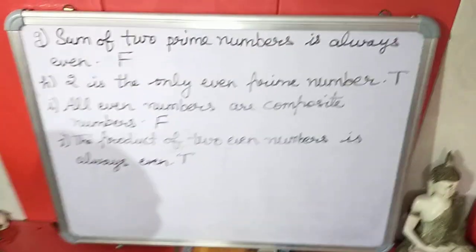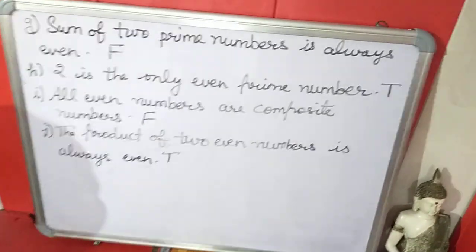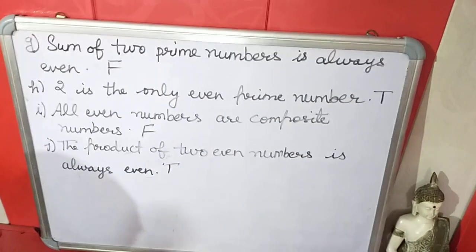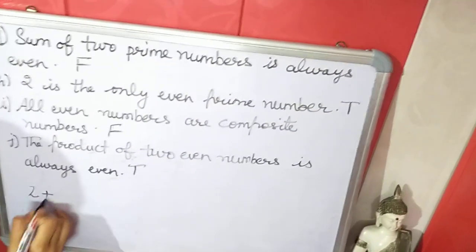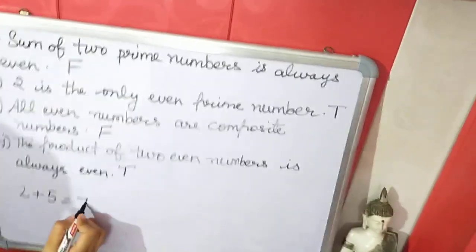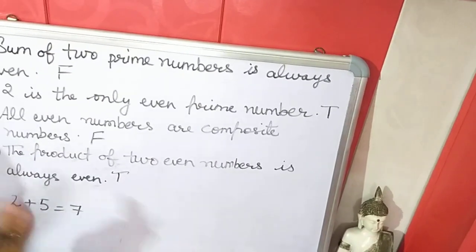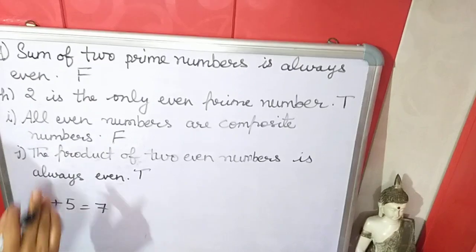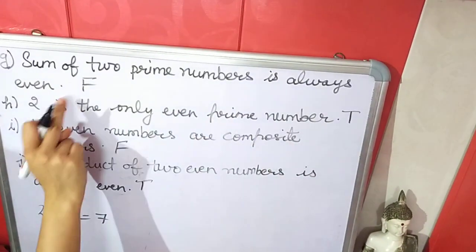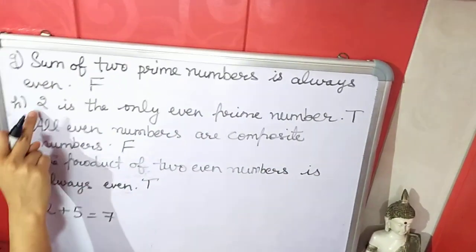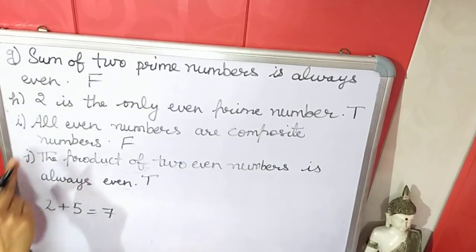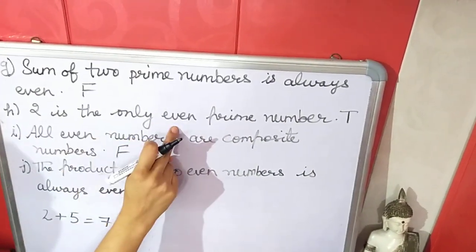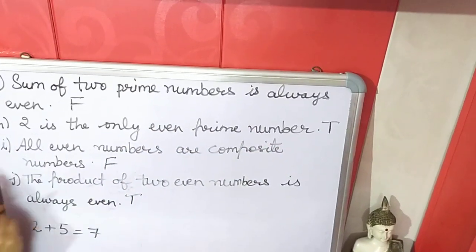Next, D part: the sum of two prime numbers is always even. It is false. If I am taking two prime numbers, 2 plus 5, it is 7. So it can be even or it can be odd. So not always. So it is false. 2 is the only even prime number. Yes, we talked about this earlier. 2 is the only even number that is prime.